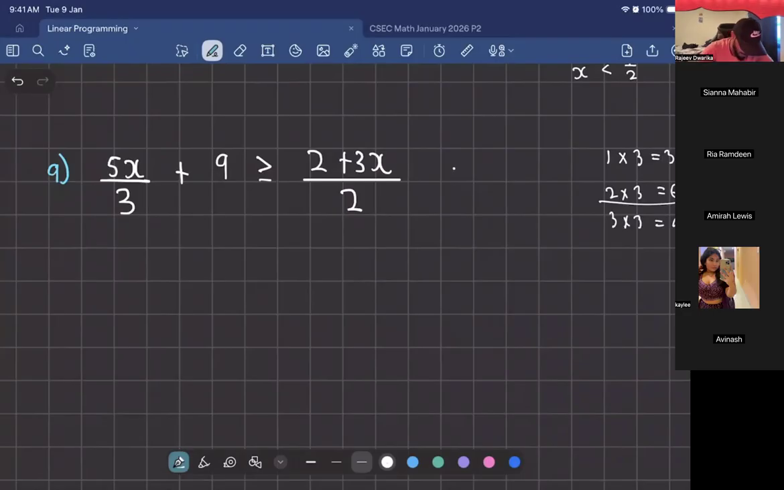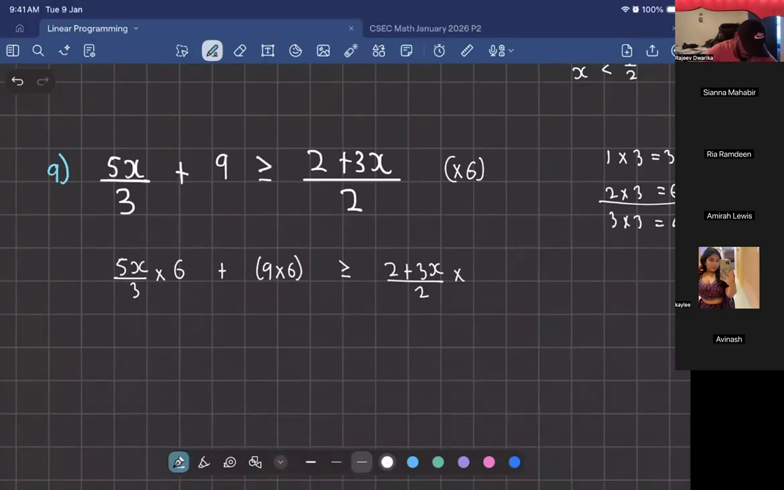So we're going to multiply both sides by what? Avinash, come on, help me. I'm going to multiply both sides by 6. Avinash, if I do something in one place, I have to do it everywhere, right? So I'm going to multiply 5x over 3 by 6, and 9 by 6, and that's going to be more than or equal to 2 plus 3x all over 2 multiplied by 6.